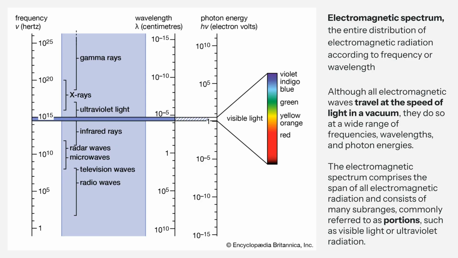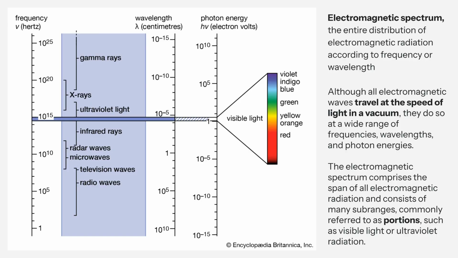The electromagnetic spectrum organizes all electromagnetic waves according to frequency and wavelength. On the left side are radio waves, which have very low frequencies and long wavelengths. As we move across the spectrum, frequency increases and wavelength decreases, passing through infrared, visible light, and ultraviolet. On the far right are X-rays and gamma rays, which have extremely high frequencies and very short wavelengths.